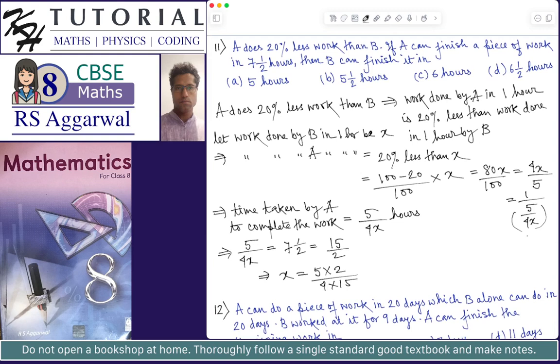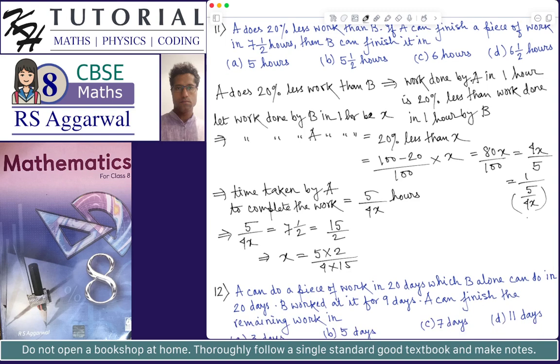I think it would have been easier if we had assumed that B can finish the work in a certain time. Anyway, now we have X equal to 5 into 2 divided by 4 multiplied by 15. So this is equal to 1 by 6. So X is 1 by 6.